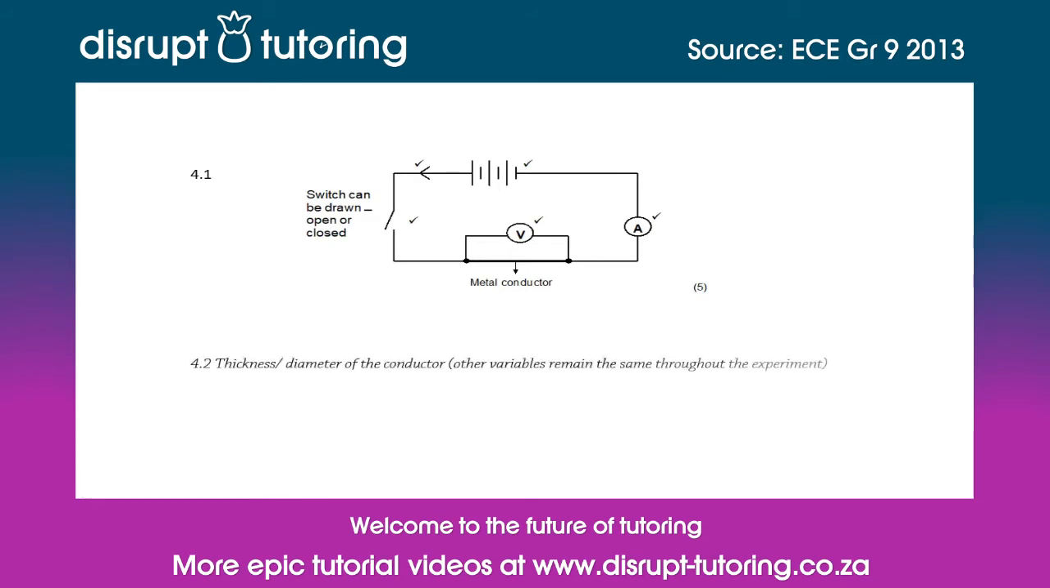And 4.2 asks us what is the independent variable in the question. Now the thickness or diameter of the conductor is the independent variable because the other variables remain the same throughout the experiment. Only the thickness or diameter of the conductor is what changed throughout the experiment.